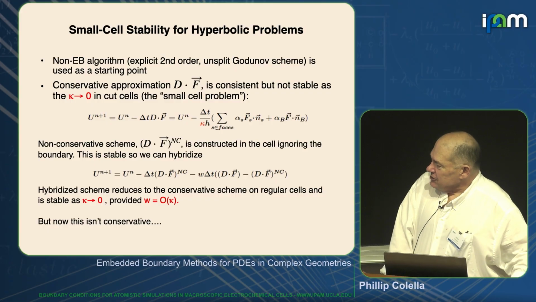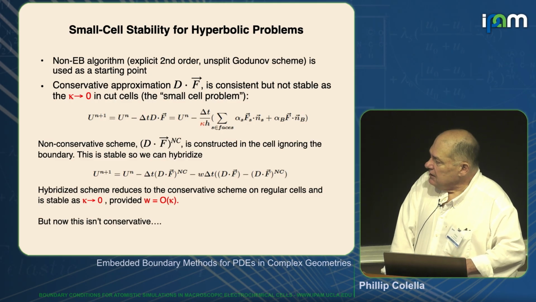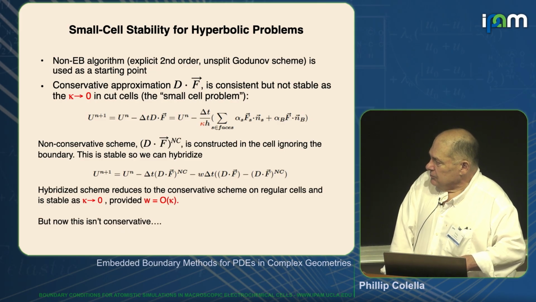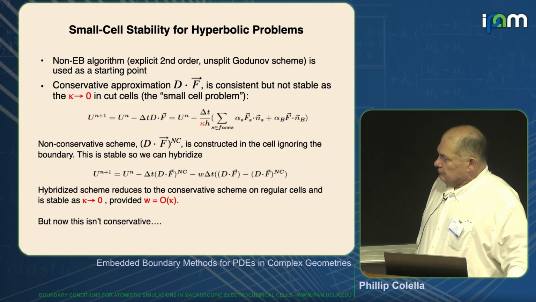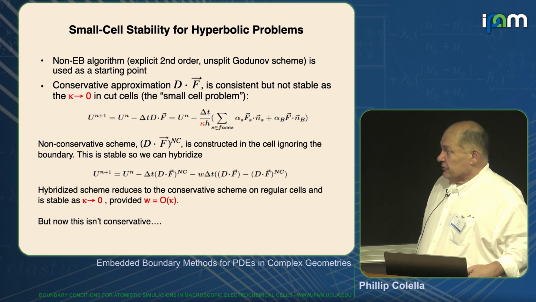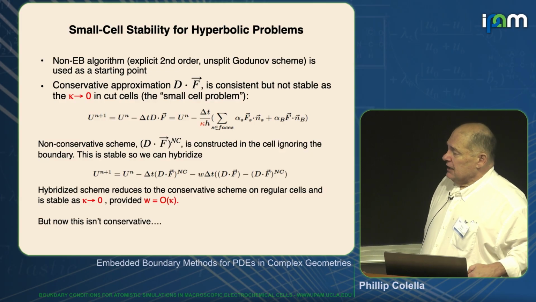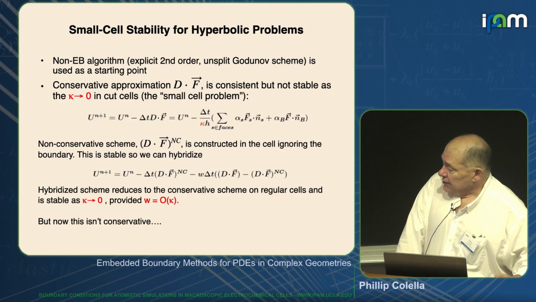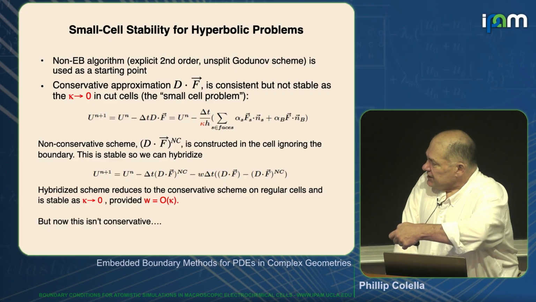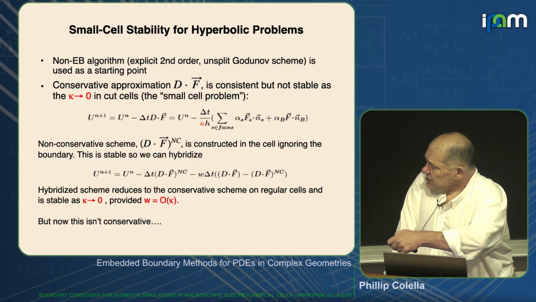So what is small cell stability for the hyperbolic problems? You use some non-EB algorithm that's explicit as a starting point. The version when we first did this, we were using Godunov methods that were second order, which continue to be, for shocks, still very hard to beat. And then we construct a consistent conservative discretization that reverts to this in the full cell limit. So it's consistent, but it's not stable.